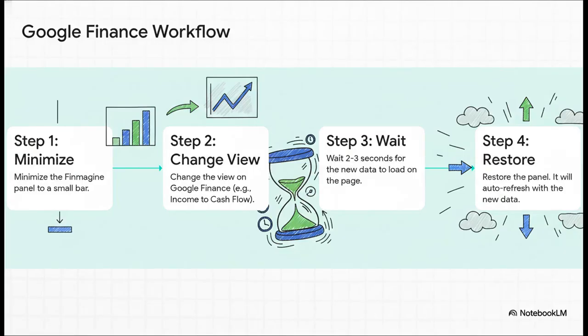Okay, for Google Finance, this minimize restore cycle is absolutely essential. See, Google Finance only loads one financial statement at a time, so you have to follow these steps to switch your data source. You minimize the panel, you change the view on the main page, wait just a couple seconds, and then you restore the panel. It will automatically grab all the new data for you. It's a neat little trick.